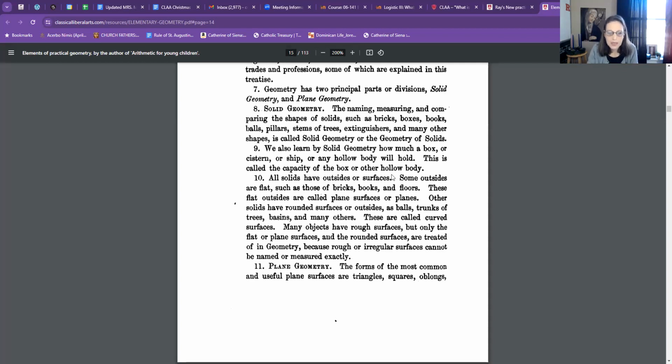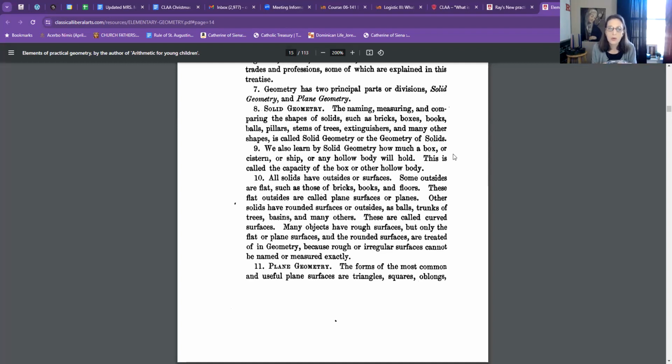And then plane geometry is different, okay? Number 9, we also learn by solid geometry how much a box or cistern or ship or any hollow body will hold. So in solid geometry, we're going to learn if it's a container like this. See, I have a container of pecans on my desk. We're going to learn in geometry how much this container can hold. So that's what we're going to learn for solid geometry. It's going to be shapes that are full and solid and how much is in them.